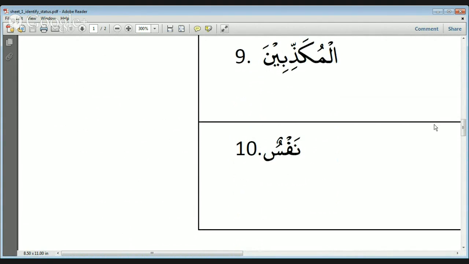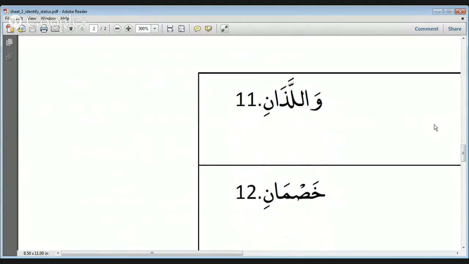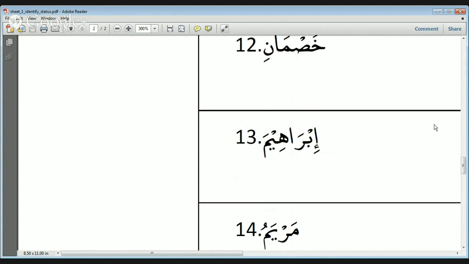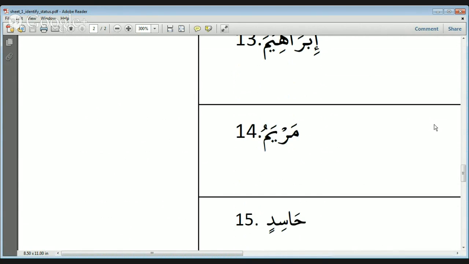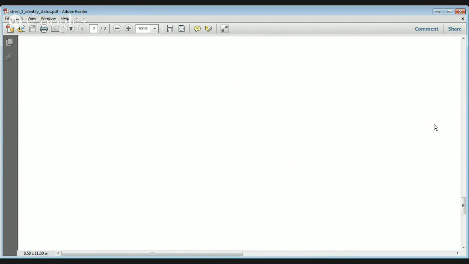Nafsun. Rafa. Good. Walladhani. Rafa. Why? Ani. Good. Khasmani. Rafa. Good. Ibrahima. Nasab. Very good. It's technically nasab or jar, but we'll go over later today why. But for what we've taught, so what we went over yesterday, you would have known. Maryamu. Rafa. Good. Hasidin. Jar. Very good. That's it.